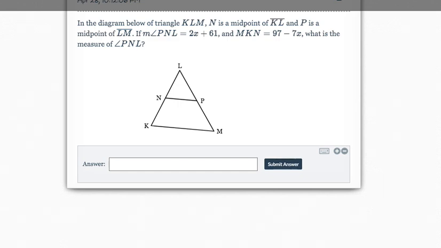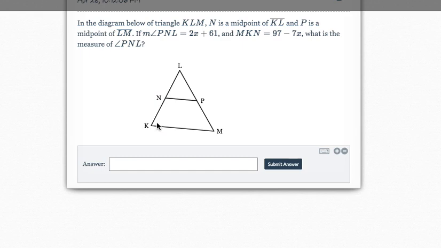Now, we have a diagram with a triangle where N is a midpoint of KL. So N is a midpoint and P is a midpoint. They're saying if angle PNL is equal to this right over here, and MKN right over here is equal to this, then what is the measurement of this angle right over here? So they gave you these two angles.